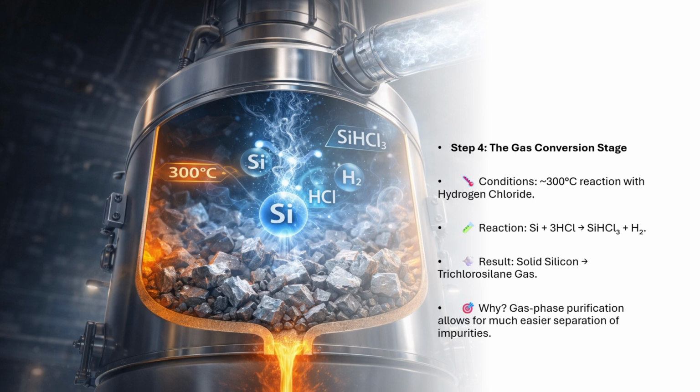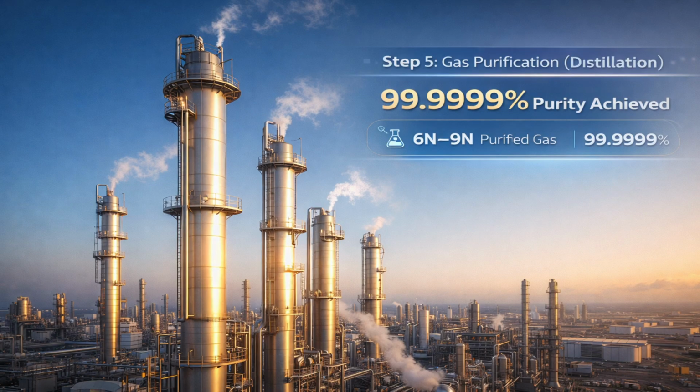Why are we converting solid into gas? Because gas is much easier to purify than solid. This is a smart trick used in every industry, not only here. Coming to step 5, cleaning the gas. This process is called distillation. You might think a chemical reaction happens here, but there is no chemical reaction. It is only a separation process.